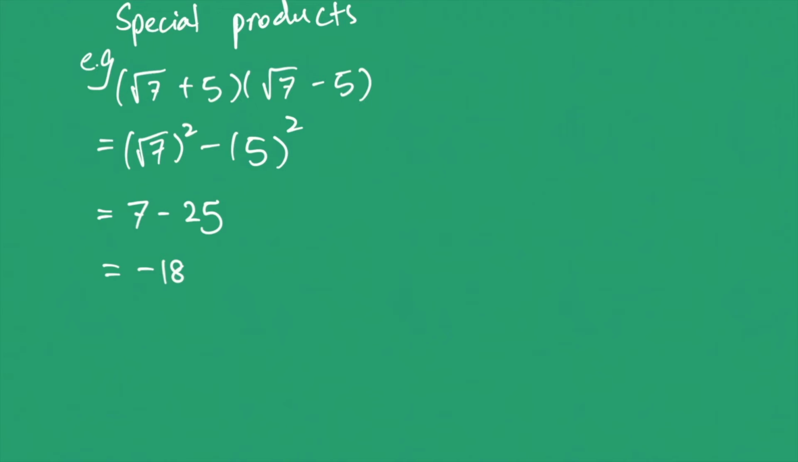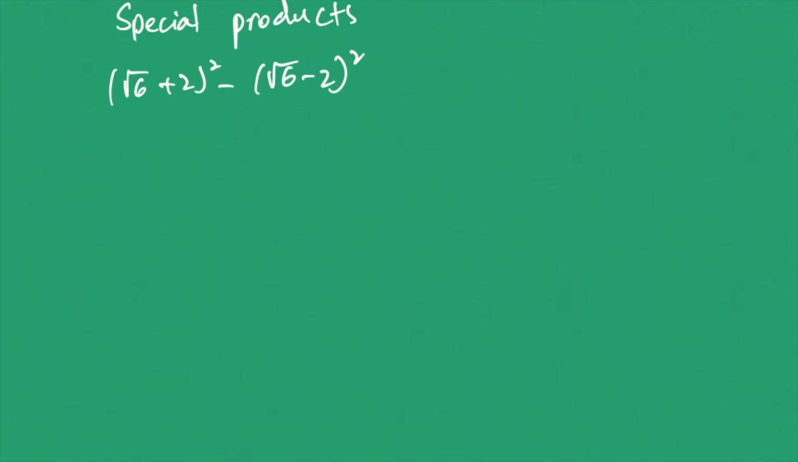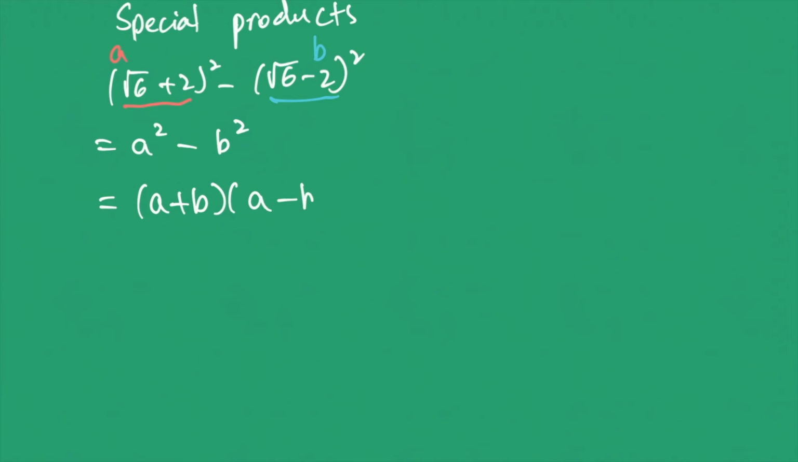Okay, now you know how special products work. Let me show you some practice questions. Square root 6 plus 2, squared, minus square root 6 minus 2, squared. In order to solve this question, we can use the difference of two squares as well. We can see this one as a, and we can see this one as b, which will lead us to a squared minus b squared, which equals (a + b)(a − b).